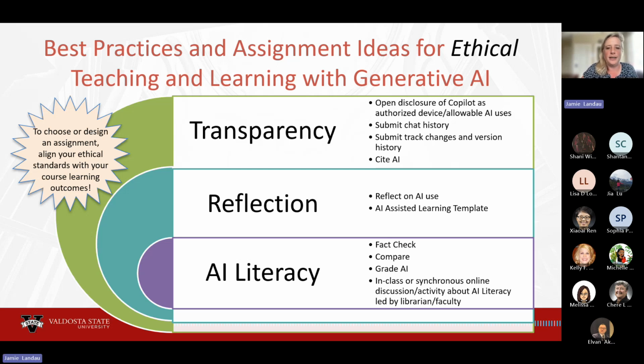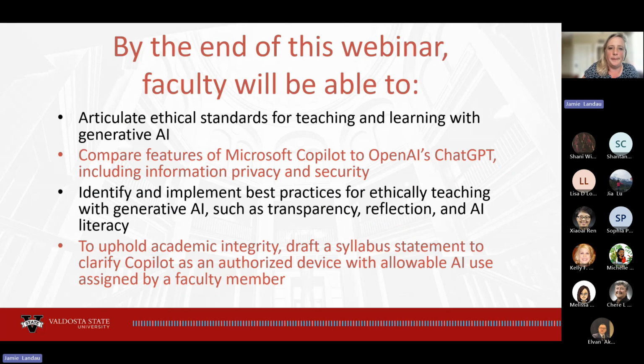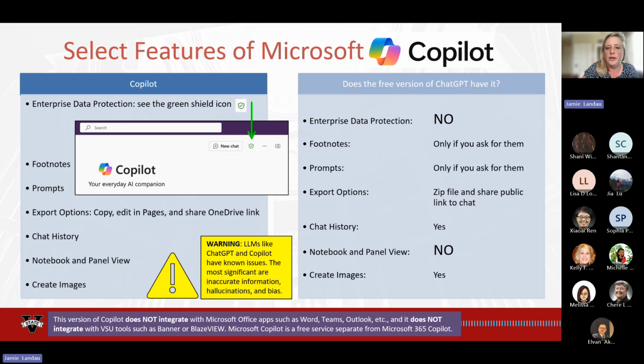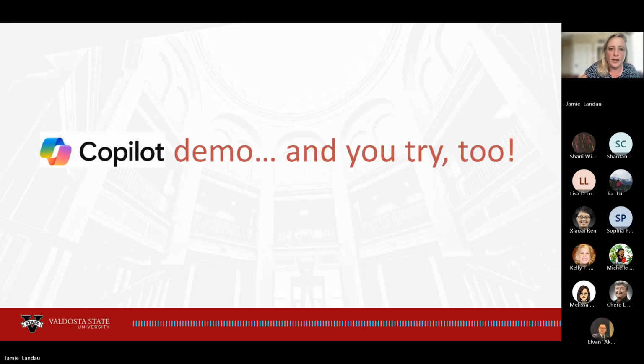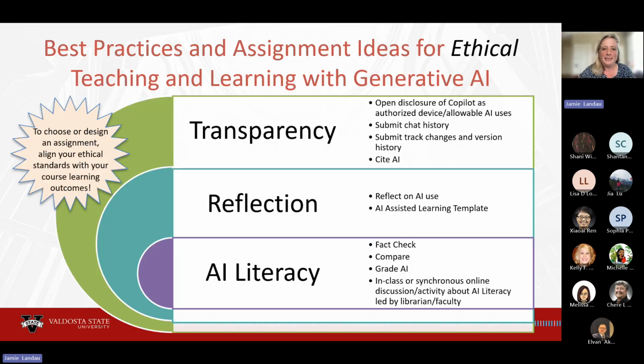And I love how, and I'm going to flip back to some of the early slides here, we talked about attribution and copyright, privacy and security, bias. Maybe there are certain standards of your discipline, so you would want to add those in there if you didn't. We articulated those. We talked about privacy related to Copilot, how you can track and document and export their uses of it, but still warn about the inaccurate information and the hallucinations, copyright, and generally kind of upping our game, which is the next step. That's the harder part, but I know many of you are getting into that. And these overall concepts of transparency, reflection, and AI literacy.